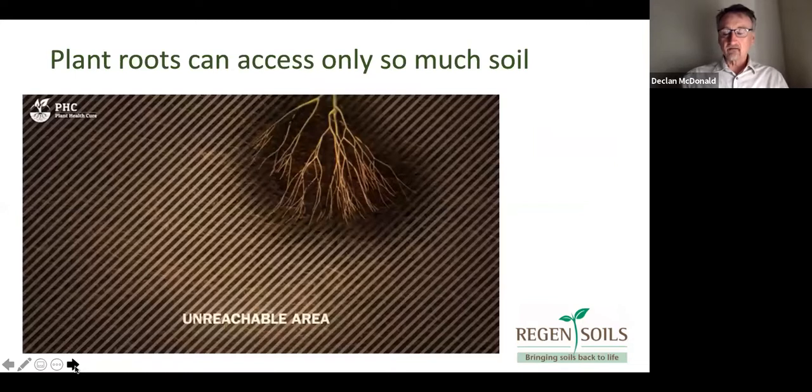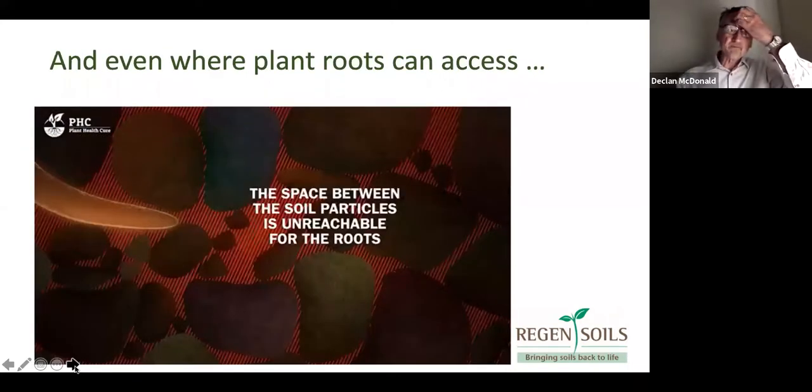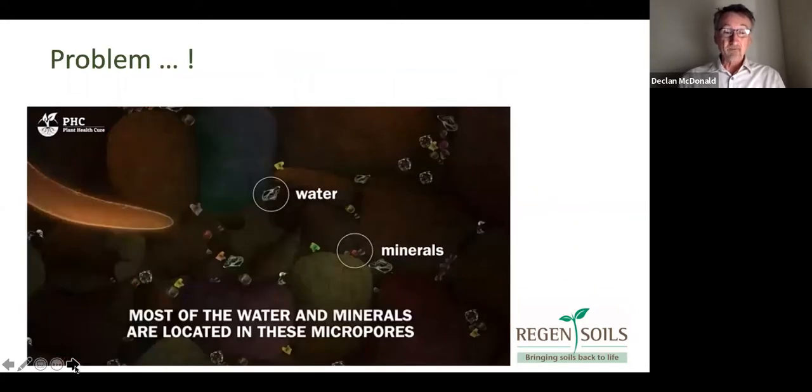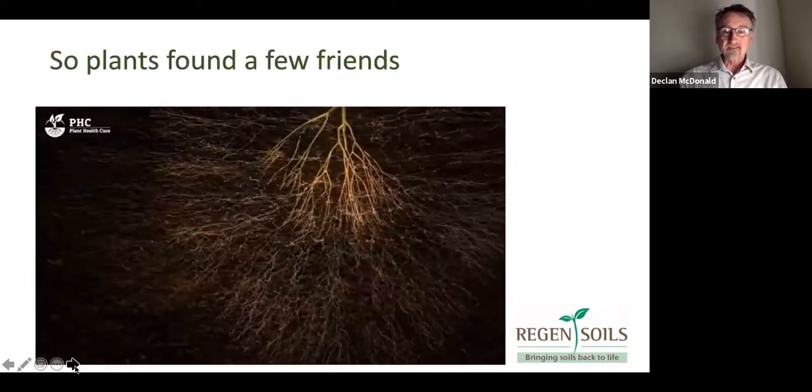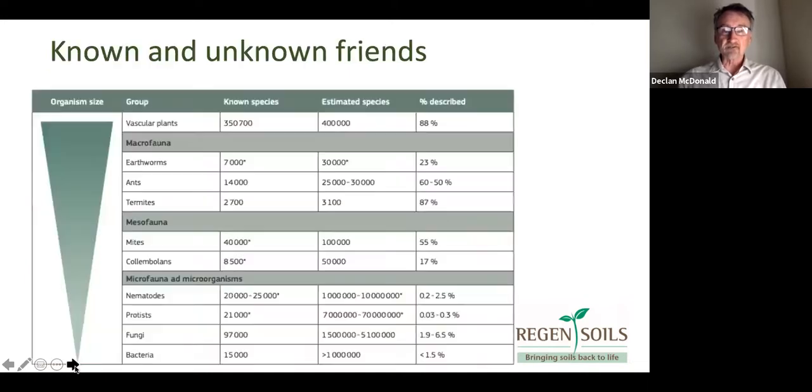But way back when, millions of years ago, when plant roots were just exploring the soil, the plants realized that they could only access so much soil, and there was an awful lot that was out of reach of the plant. Also the space between soil particles was unreachable for many of the plants. Even though the plant roots are growing down, they're not able to exploit all the soil they're in. They're really only able to exploit the parts that they can touch. But a lot of the water and minerals that they're looking for is located in micropores that the plant roots aren't able to get into. So the plants found a few friends that they could do business with.